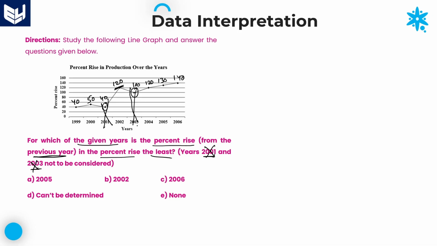Because of this reason, he is saying that 2001 and 2003 values are not to be considered. Now, what we need to calculate is percentage rise. Percentage rise is nothing but percentage increment. Percentage increment is nothing but the difference between those two values divided by the lesser value, multiplied by 100 percent. Whenever we are calculating percentage increment or percentage decrement, we always need to compare that value with the previous year. So you need to start with 2000.